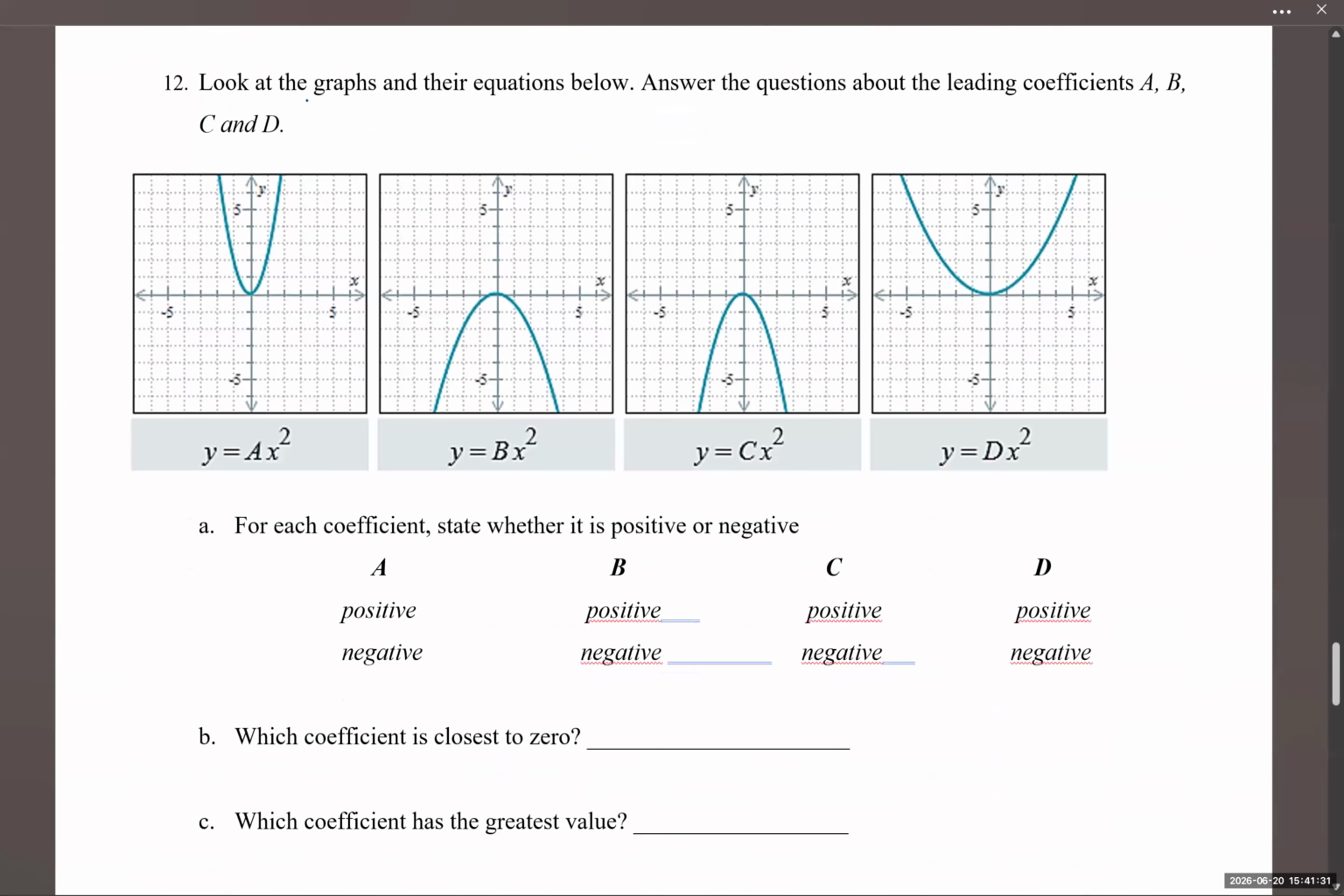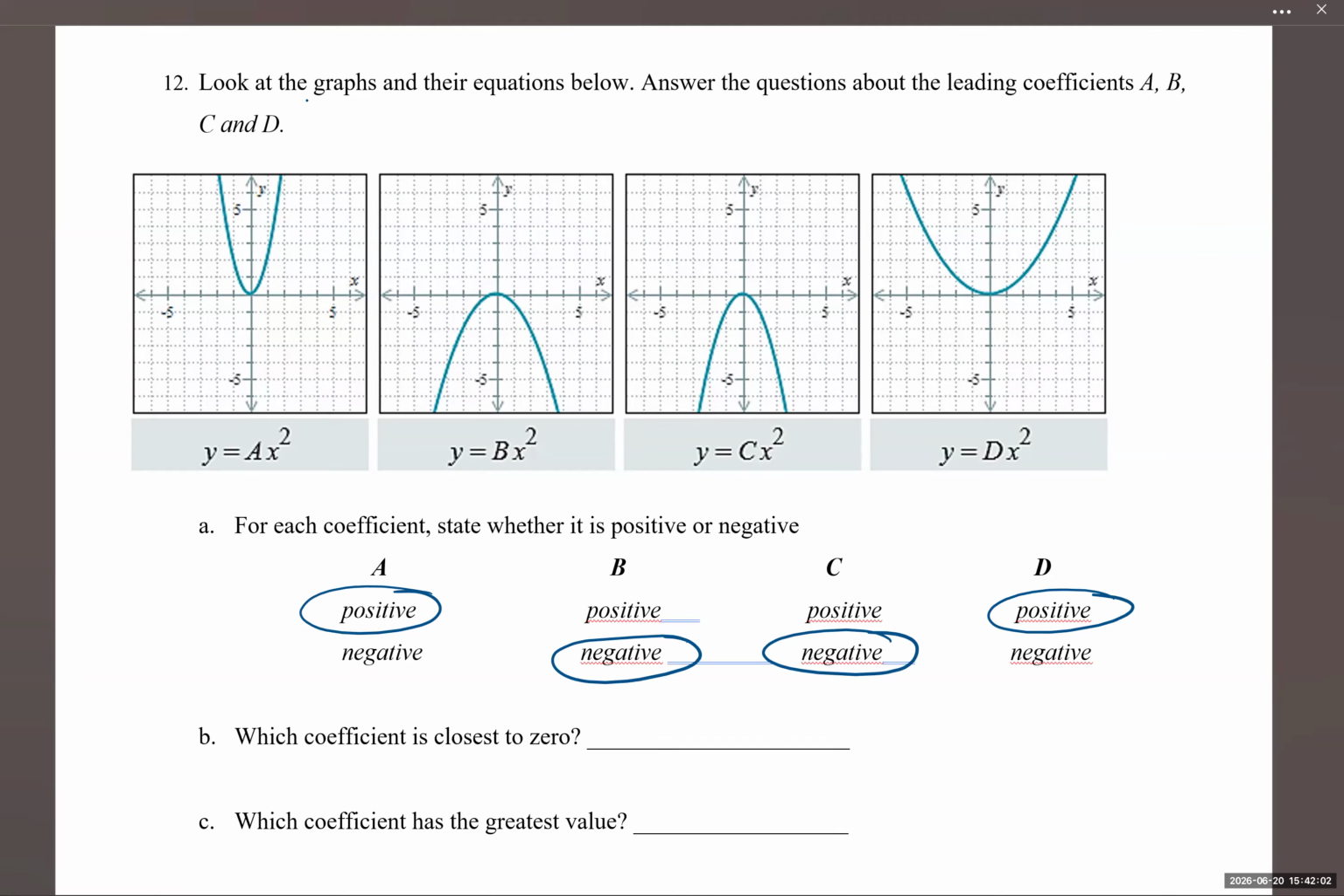Number 12, we're analyzing graphs of the parabola. Part A, we just need to state whether the leading coefficient is positive or negative. Now, if the parabola opens up, the leading coefficient is positive. The first parabola opens up, so positive on the first one. If the parabola opens down, the leading coefficient is negative. So B and C have negative leading coefficients, and D is back to positive because it opens up on D.